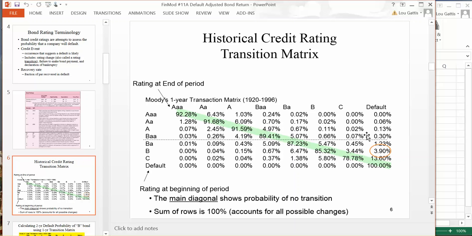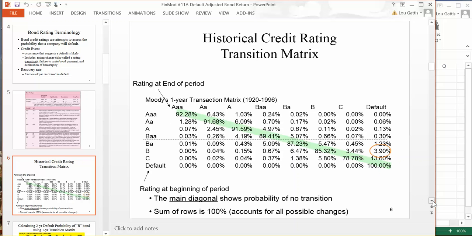Above this major diagonal are probabilities of downgrades from, say, AAA to single A, or B to C, or any rating to default. This area here are probabilities of upgrades. If you sum across a row, it'll equal 100%.